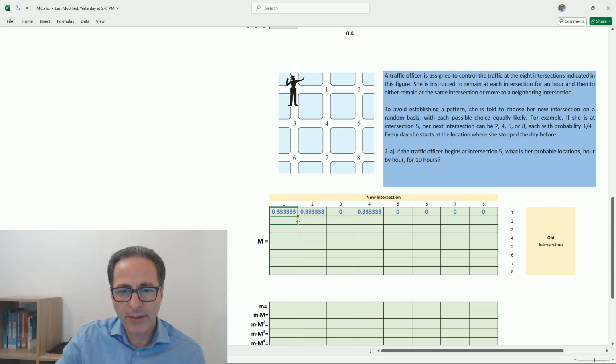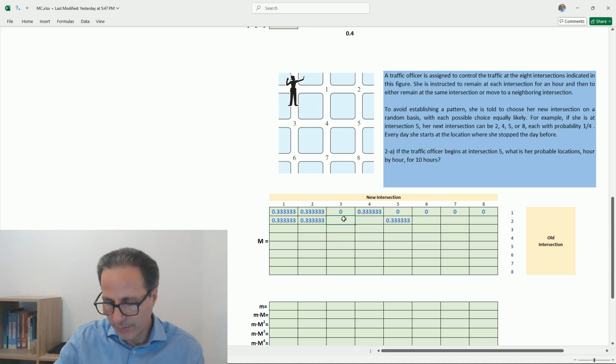I can copy this down, maybe it works, yes. From 2 to 2, she can stay at 2, the same probability. And also she can move to 5. She can move to 5, this can be also 1/3. And the others, 0.